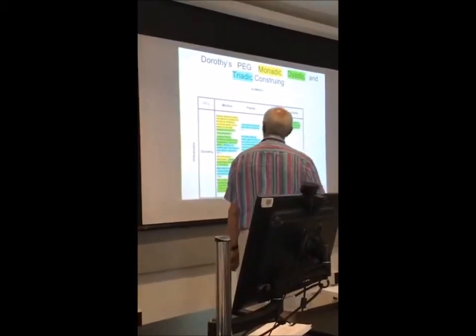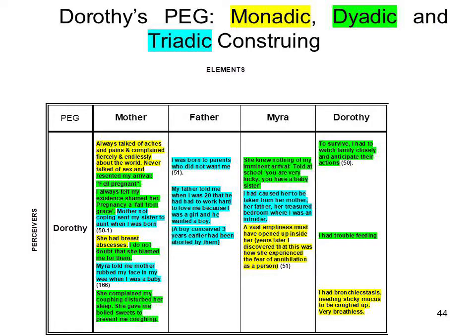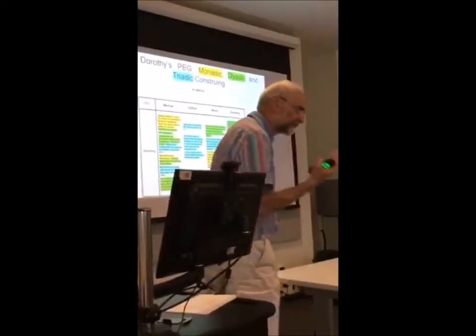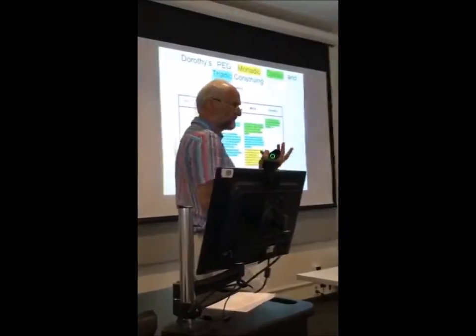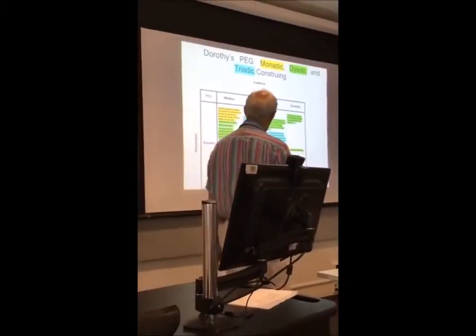And then we've got some triadic ones. So Dorothy says, Mother was not coping, so she sent my sister to an aunt when I was born. Okay, you could say it was quadratic, couldn't you? Is that the right word? The argument is, I won't go into it now, that we don't need to go up to four, that the processes that we described with three are enough to describe more complex and numerous situations.